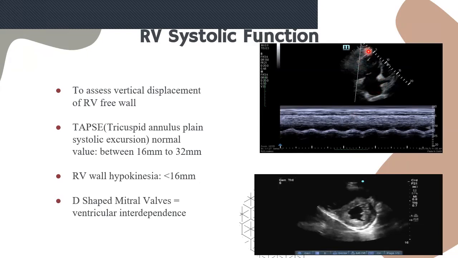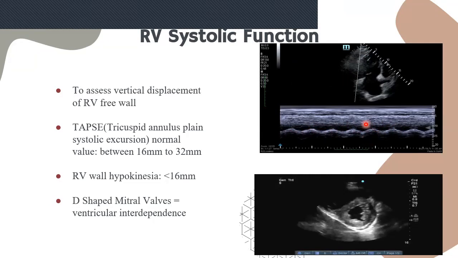So you want to use the M mode, and you want to put your cursor right here at the free wall of the right ventricle. Technically you're looking at your TAPSE, your tricuspid annulus plane systolic excursion. So this will tell you how your RV is functioning. Once you put the cursor there, you use the M mode, and you will get this kind of waves. So you will measure the distance from the top of the wave to the bottom of the wave. That is how you get your TAPSE.